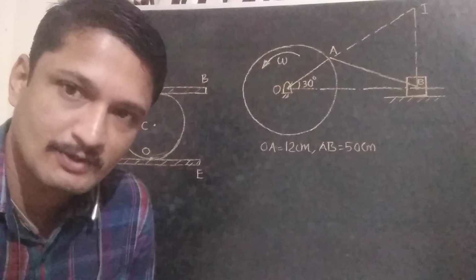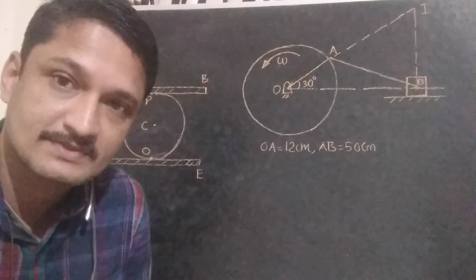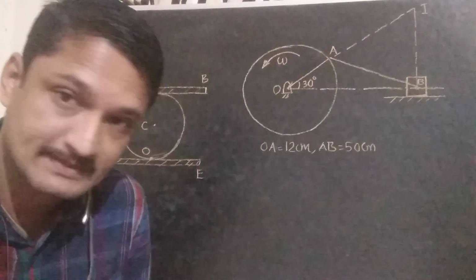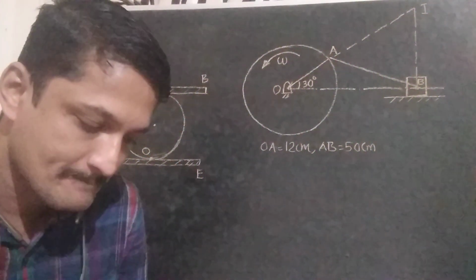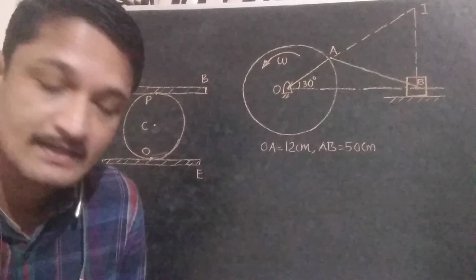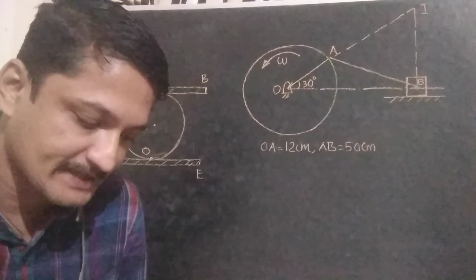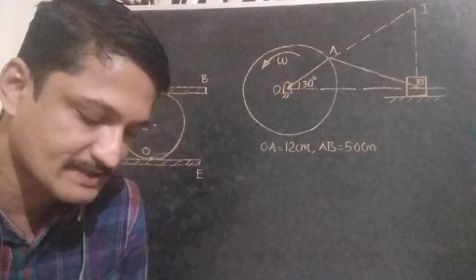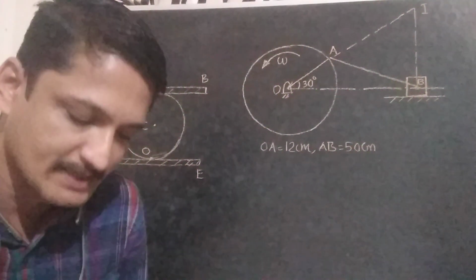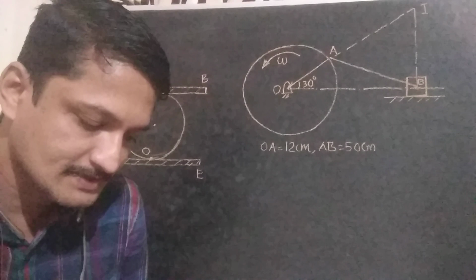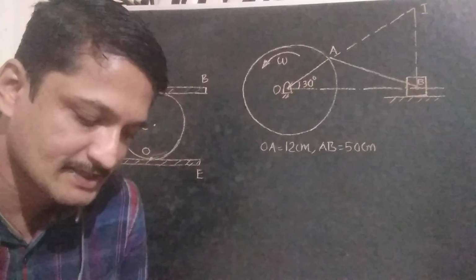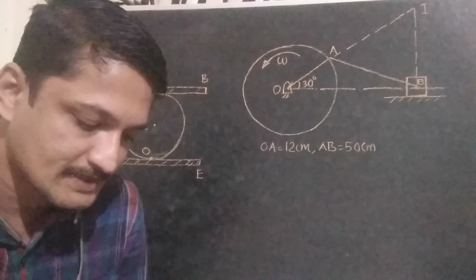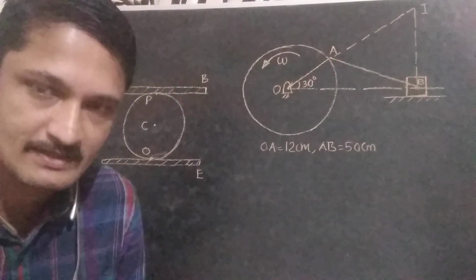Today we will look into two problems related to instantaneous centers, the instantaneous center method. First one: in the reciprocating engine mechanism shown in the figure, the crank OA rotates at a uniform speed of 300 rpm. The lengths of crank and connecting rod are 12 cm and 50 cm respectively.